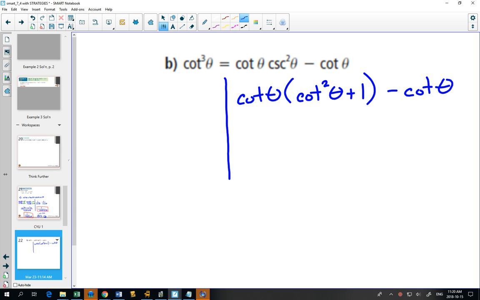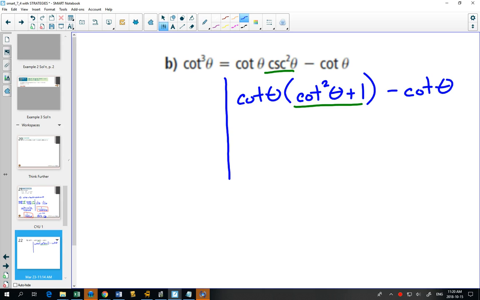Sorry, say that question again. Do you have to put cotangent in the brackets, cotangent squared theta plus 1? Yeah, because what we're doing is we're substituting this for this using our new identity, because cosecant squared is equal to cotangent squared plus 1.